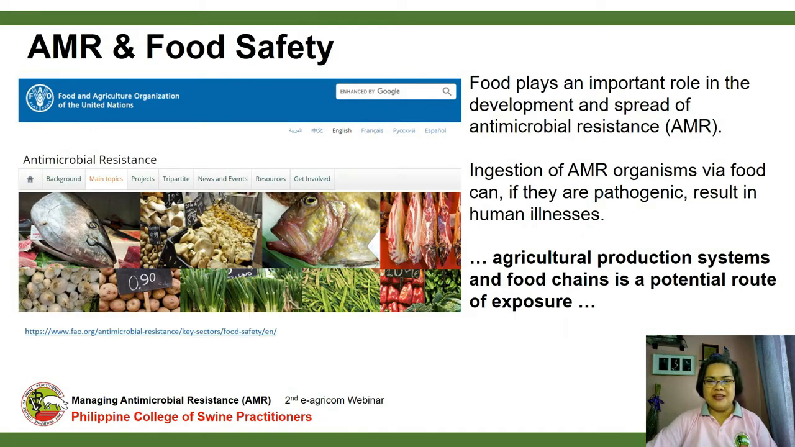If you try typing into your internet search browser the words AMR and food safety, the first result is this website. And this can explain the importance of the issue and why we are focusing on food animals. Food plays an important role in the development and spread of antimicrobial resistance. Ingestion of AMR organisms or resistant organisms via food can, especially if they are pathogenic, result in human illness, and those illnesses might not respond to available antibiotics or other treatments.